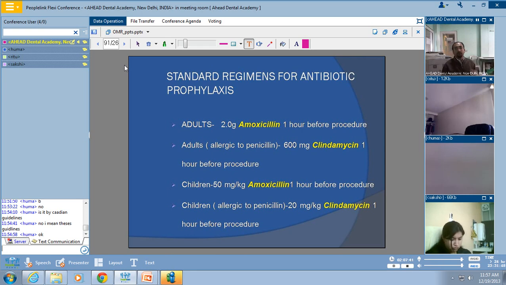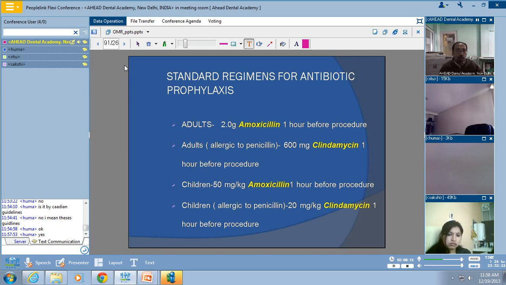I will just ask one more question about antibiotic prophylaxis. Suppose you have given a patient an extraction appointment at 10 o'clock, and the patient took amoxicillin 2 grams 1 hour before the procedure. But because of some reason, he comes to you at around 11 o'clock instead of 10. What will you do?